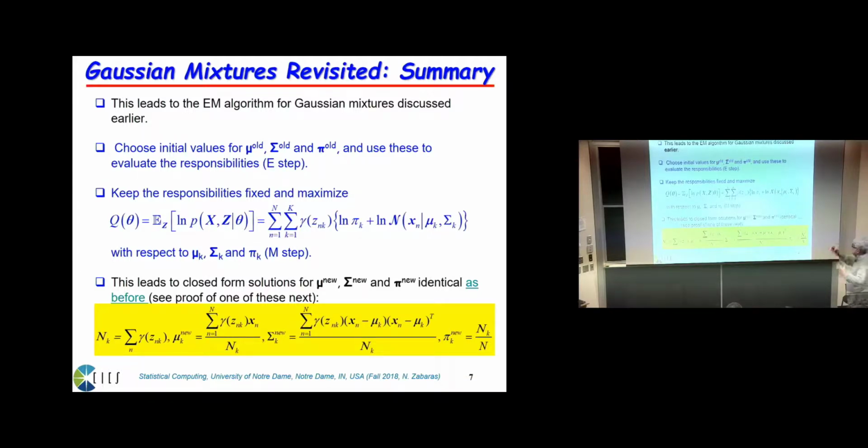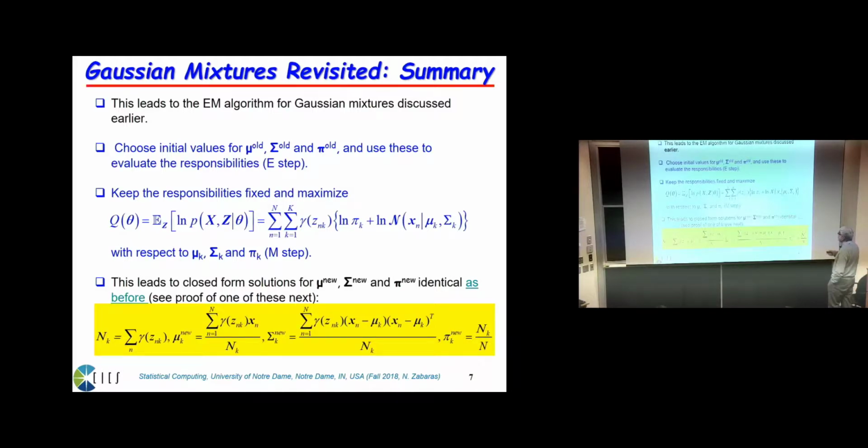So you need to start, for example, from some values. And then what you need to do is compute the responsibilities. In the M step, once you have the responsibilities, you compute this expected joint log likelihood that looks like that. And then you optimize this with respect to the remaining parameters, which is pi_k, mu_k, and sigma_k. And at the bottom, you see the results. And the results actually make a lot of common sense.